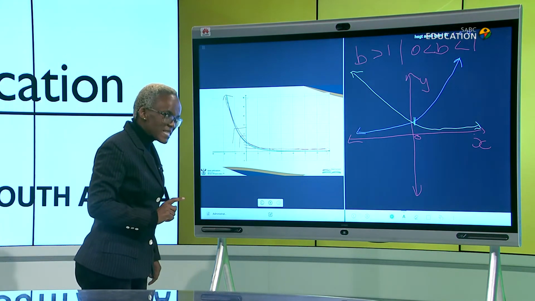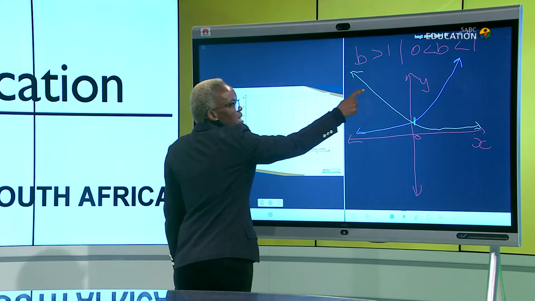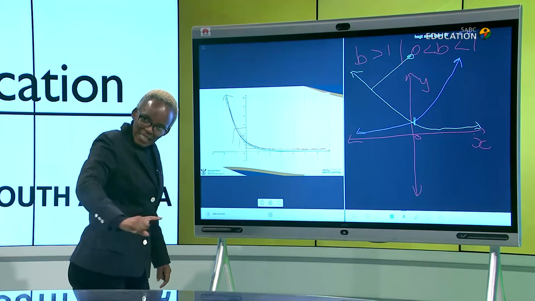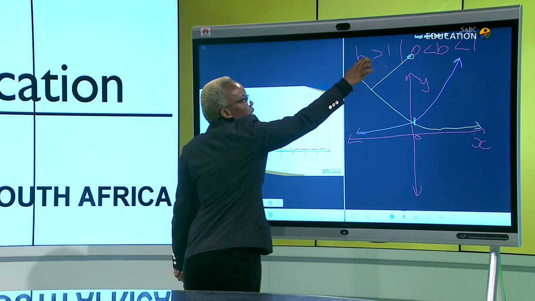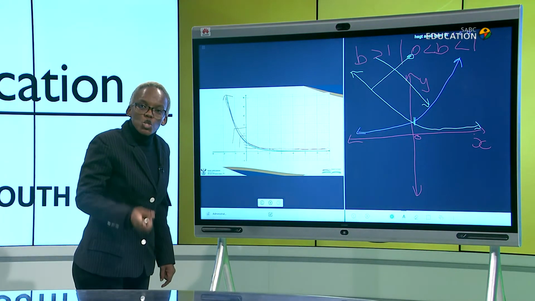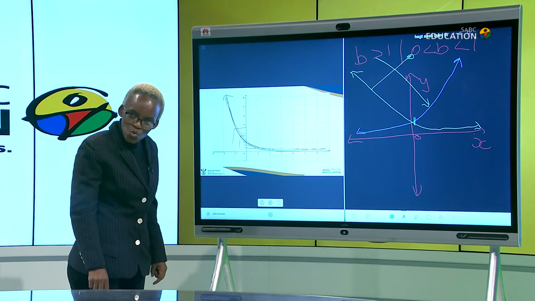The difference is that where b is a fraction, it's a decreasing function. Where b is greater than 1, it's an increasing function. So that is the difference between the two.